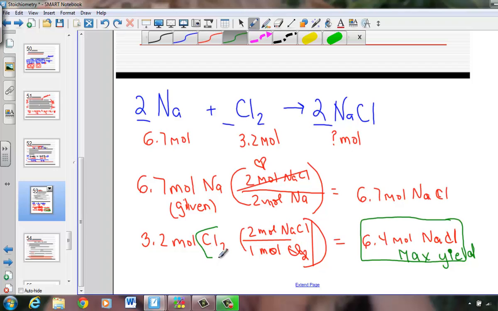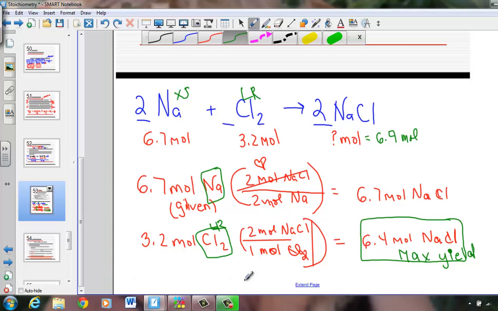Therefore, chlorine is labeled as the limiting reagent. It ran out first and determined the maximum yield of product. Chlorine is the limiting reagent. Therefore, sodium must have been in excess amounts, the excess amount of sodium. Chlorine gave us the smaller of our two answers. The maximum yield of sodium chloride would be 6.4 moles.